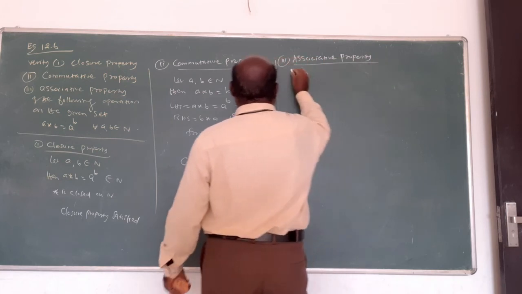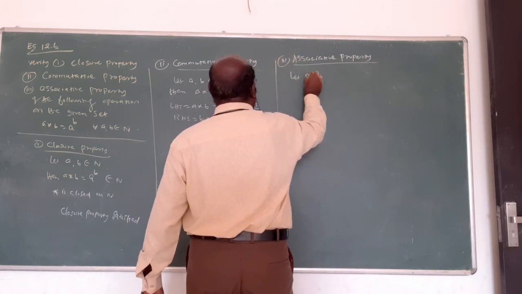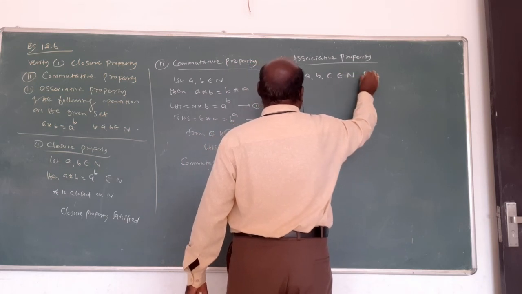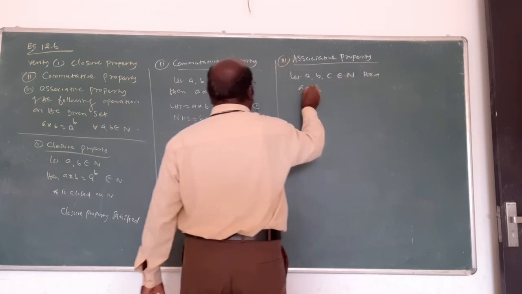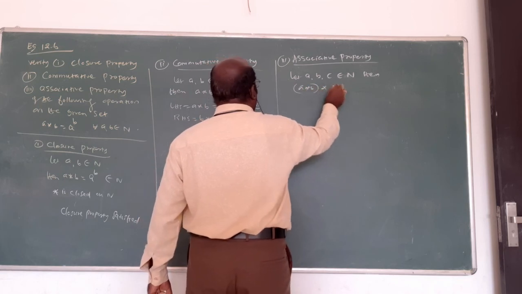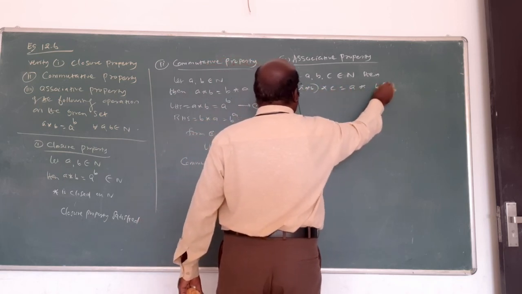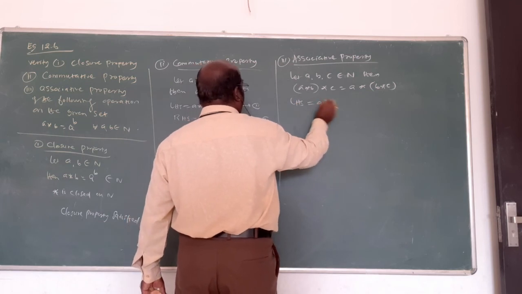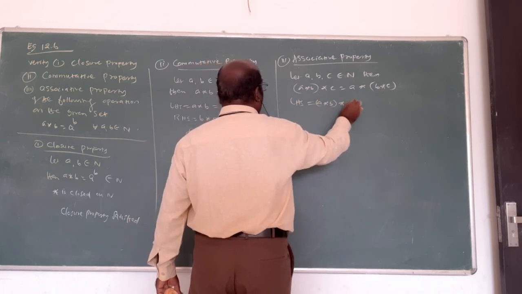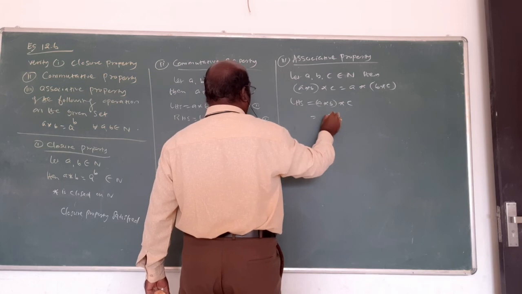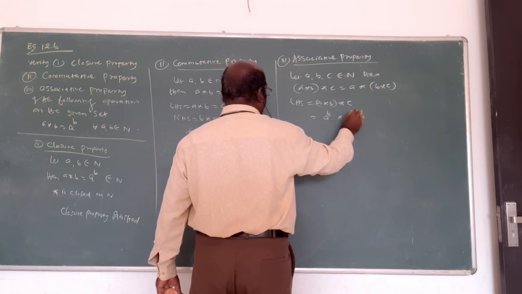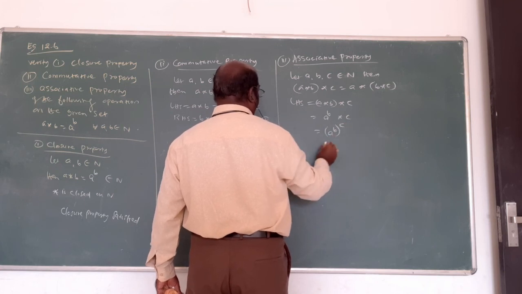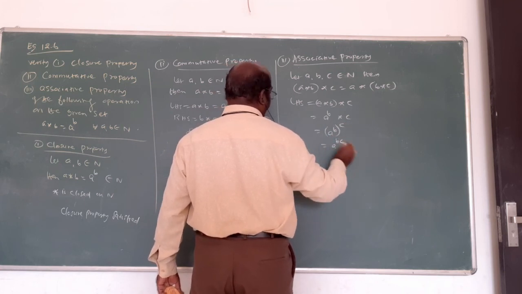Similarly, the third one is the associative property. Am I right? Now let A, B, C belong to the natural numbers. Then the formula is: (A star B) star C equals A star (B star C). Now start with the LHS, (A star B) star C. A star B by the formula is A power B. Next, A power B whole power C is A power BC. This is the first answer.